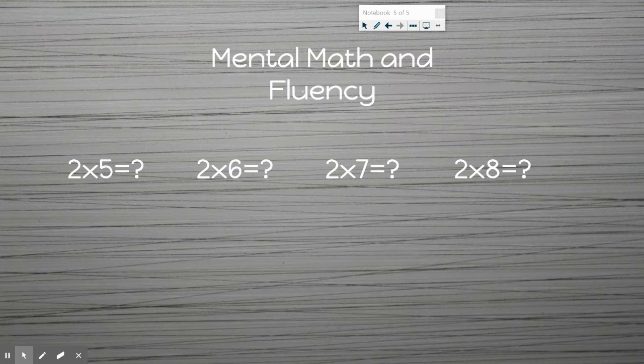ways. All right, so mental math, you're going to solve the problems and do the multiplication. 2 times 5, you should have said 10. 2 times 6, you should have said 12. 2 times 7, you should have said 14. And 2 times 8, you should have said 16. All of these numbers have the factor 2, which means I'm going to double the other factor. So I know that anytime I have a factor of 2, I double the other number.